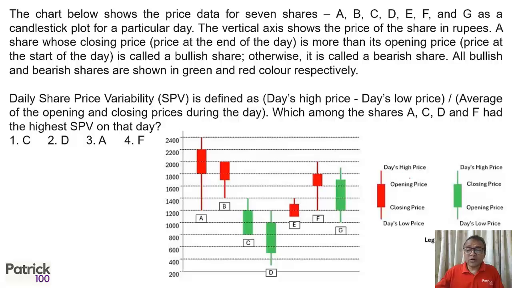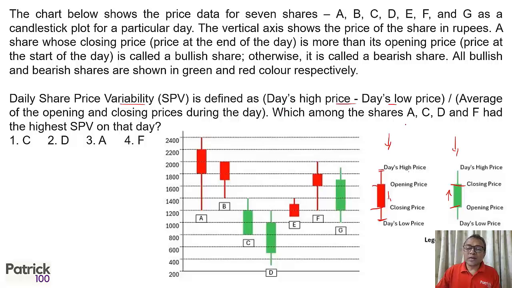So here they're given two cases. One is a bear run, when the opening price is more than the closing price. This is a bullish run, where the opening price is less than the closing price. That means the share price is increasing here, and decreasing here. Daily share price variability is defined as the difference between the high price and the low price, that means the high price is the top and the low price is the bottom, divided by the average of the opening and closing price.